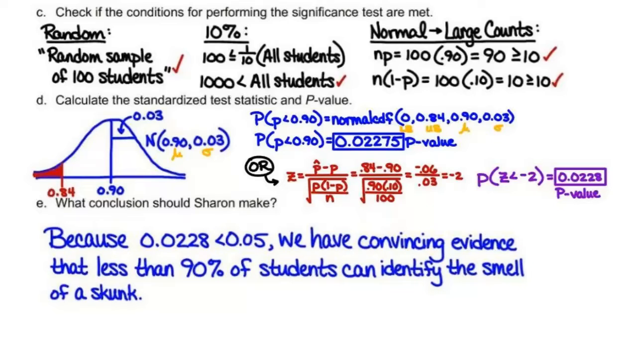Right. And I forgot the "at Sharon School" part, but I should have had that in there. So because 0.0228 or 2.28% is less than 0.05, or 5%, we have convincing evidence that less than 90% of students at Sharon's school can identify the smell of a skunk. Fantastic. All right.